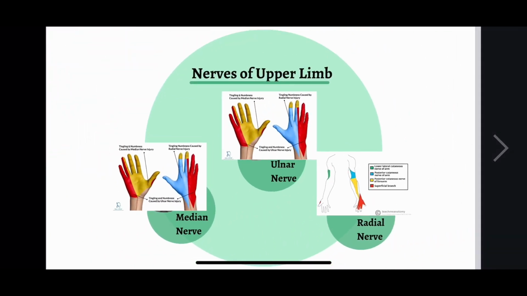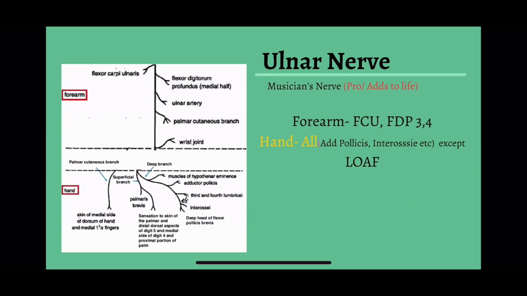Coming to the ulnar nerve, it's called the musician's nerve because it supplies the muscles of the hand which are responsible for the fine movements, unlike the median nerve. And musicians add to your life, or they are pros. You will see the relevance just now.